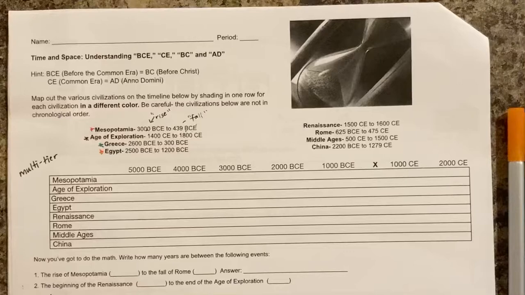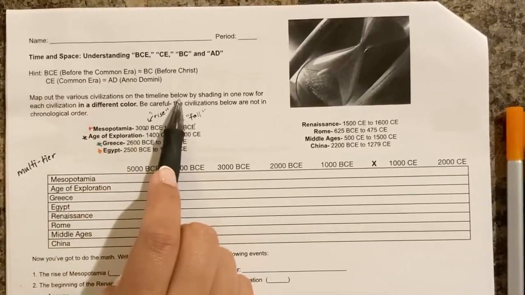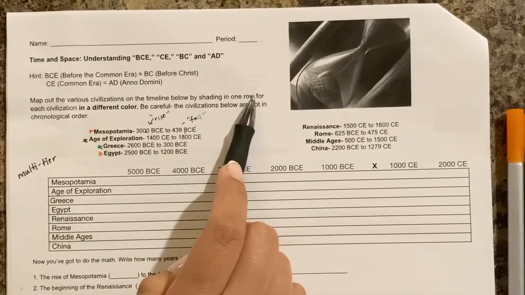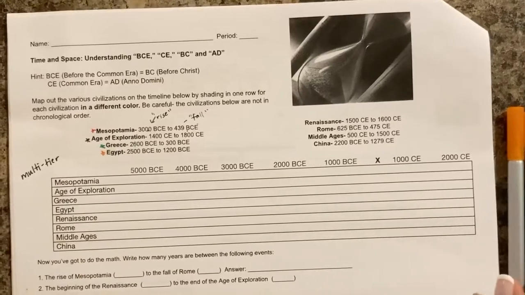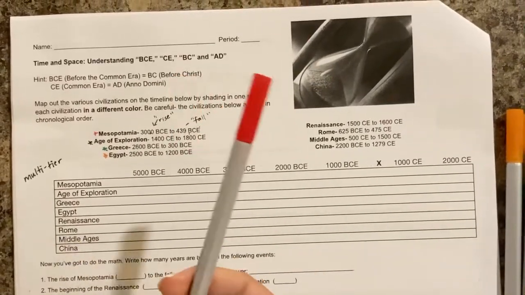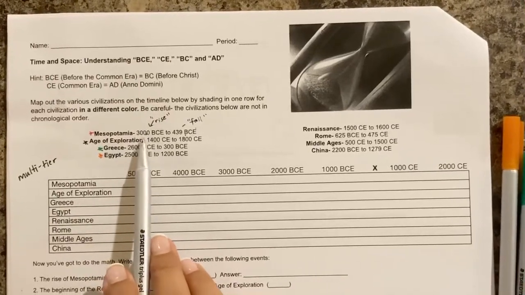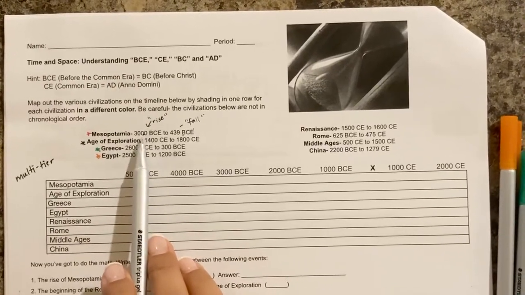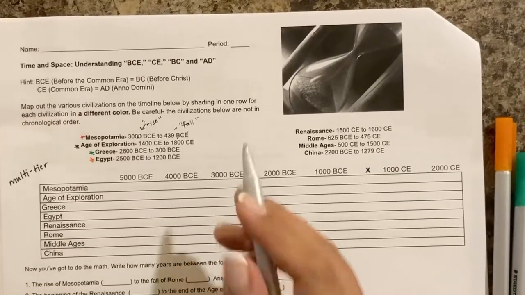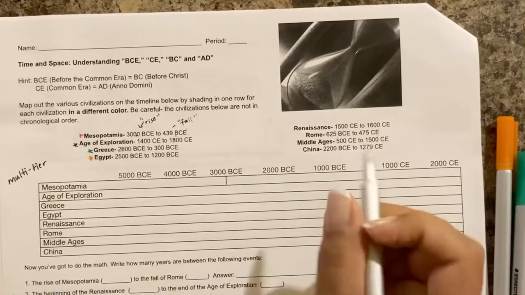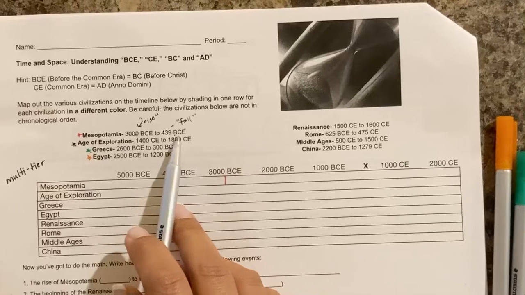The first thing you do is map out the various civilizations on the timeline below by shading in one row for each civilization. So if I start with Mesopotamia, I had my red. I'm going to find the starting date on the timeline, which was 3000 BCE. I find that it's right about here. And it went to 439 BCE.